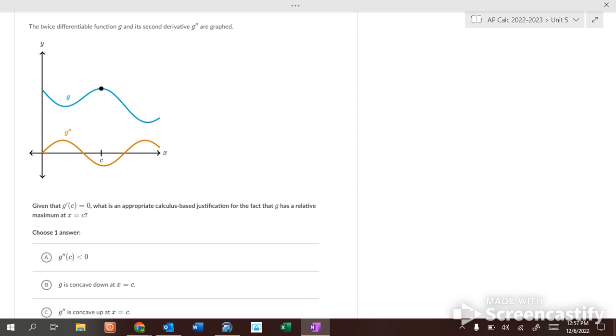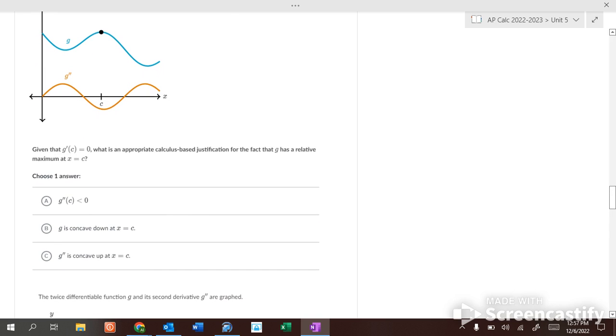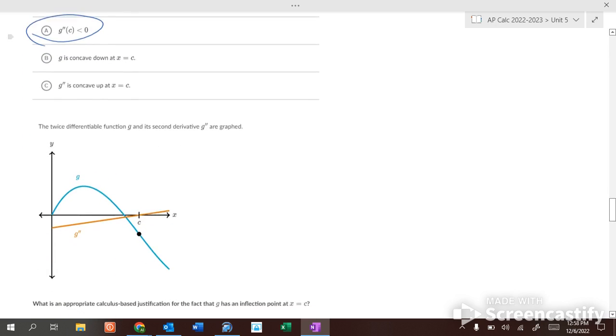Oh, here we go. Why is it a relative maximum based on the second derivative? Now you got to think a little bit more on this one. Why would this be a relative maximum? Because this is concave down, and where it's concave down, you're going to have a maximum occur. And it's concave down because it's negative here. So when the second derivative is negative, that makes it concave down, which makes a relative maximum. I think that's the answer. I hope that's the answer.